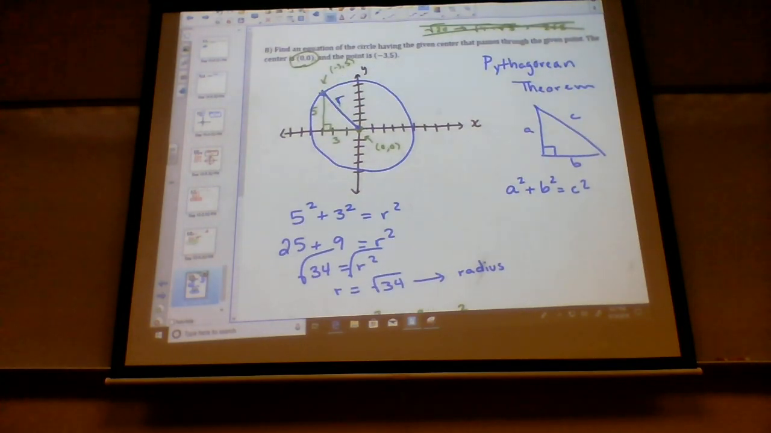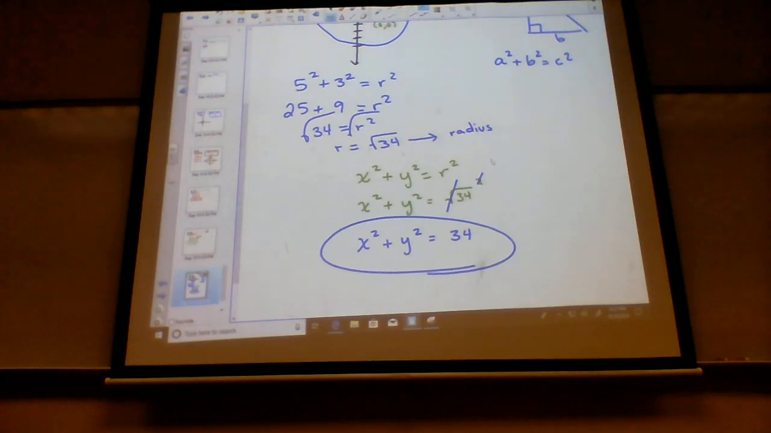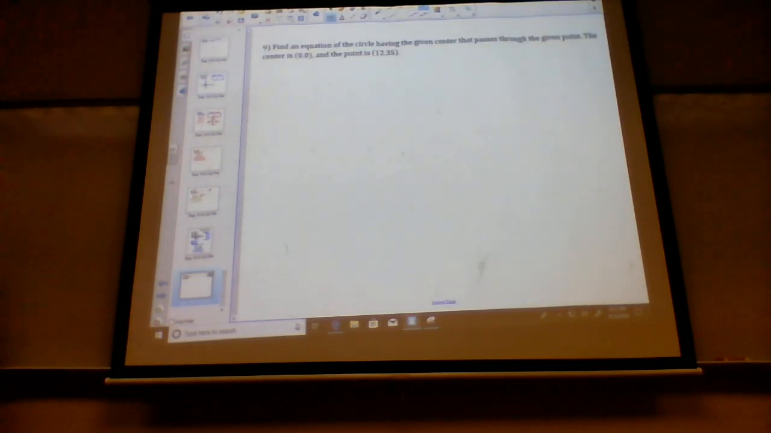You have to graph the 2 points, draw a triangle, do Pythagorean theorem, that's your radius. Then you have to plug the radius into the equation formula. So take a second to look over it and make sure that you understand. Rework it if you need to, and then go on to number 9. All right, so here's number 9, last problem in this lesson.